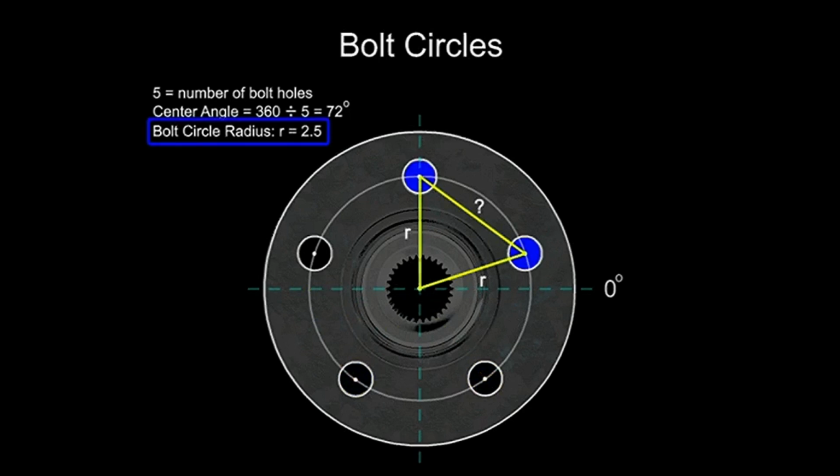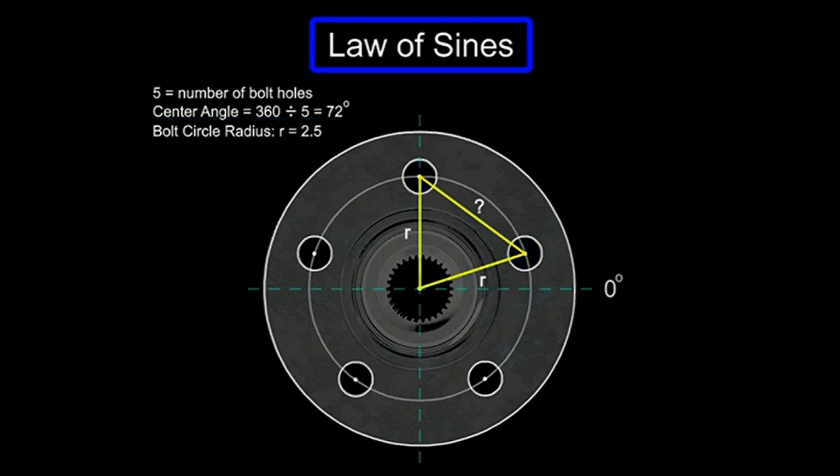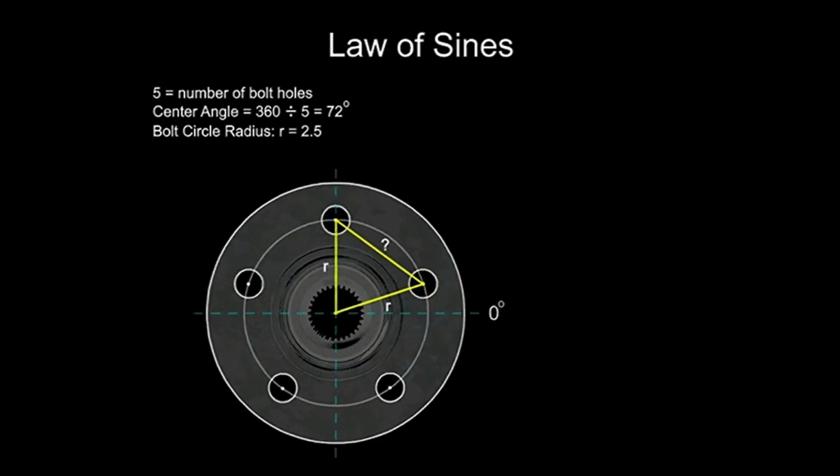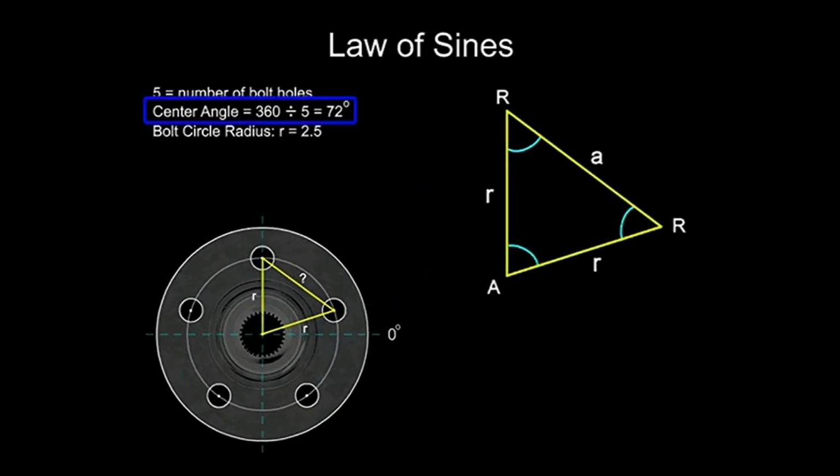If the radius of the bolt circle and the interior angle between 2 adjacent bolts is known, then the distance between each bolt can be calculated using the law of sines. If we look closely at the 2 adjacent bolts, we can see that they form a triangle with the center. We already know the center angle. It's 360 divided by the total number of bolts, 5, which equals 72. We also know the value for 2 of the triangle sides. Since each bolt hole is on the bolt circle, those sides are equal to the radius of that circle.